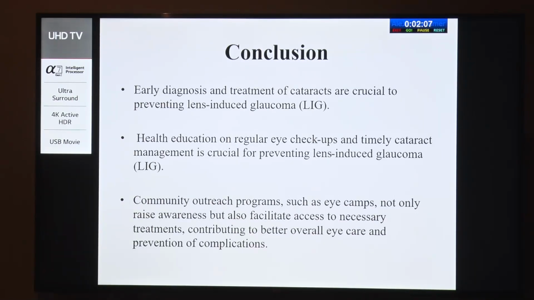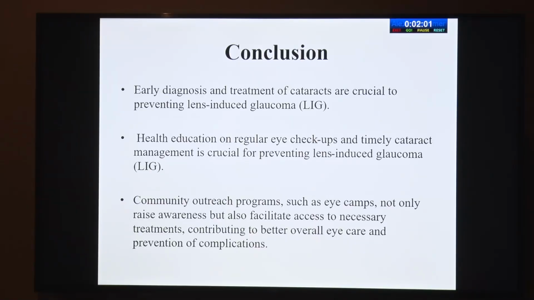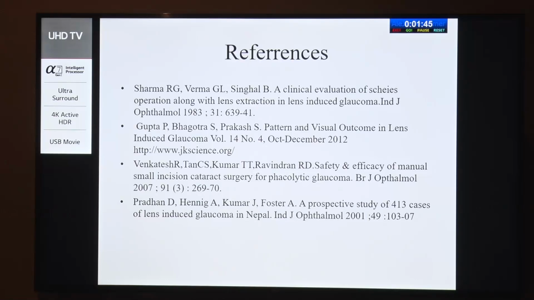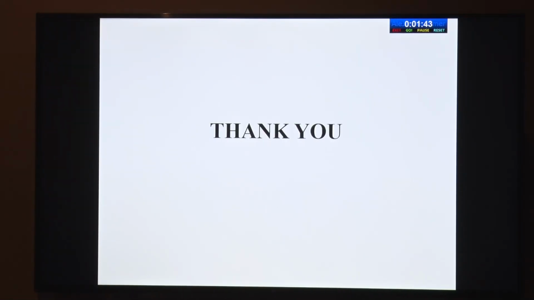In conclusion, I would like to say that early diagnosis and treatment of cataracts are crucial to prevent lens-induced glaucoma, and health education on regular eye checkups and timely cataract management is crucial for preventing LIG. Community outreach programs such as eye camps not only raise awareness but also facilitate access to necessary treatments, contributing to better overall eye care and prevention of complications. These are my references. Thank you so much.